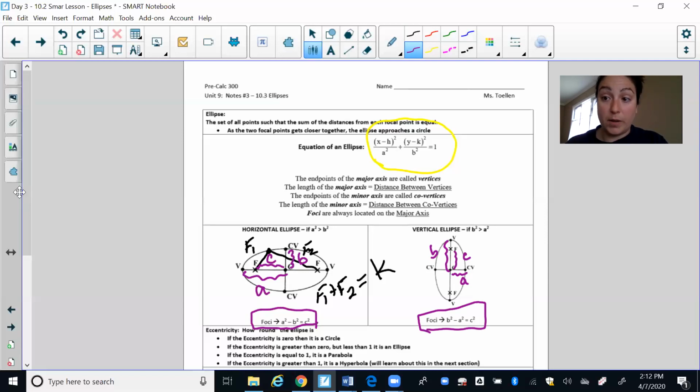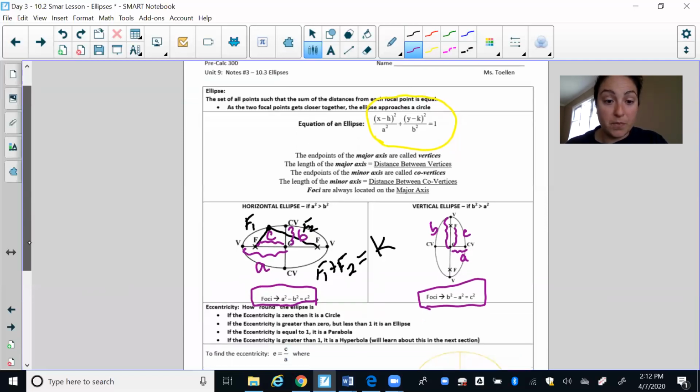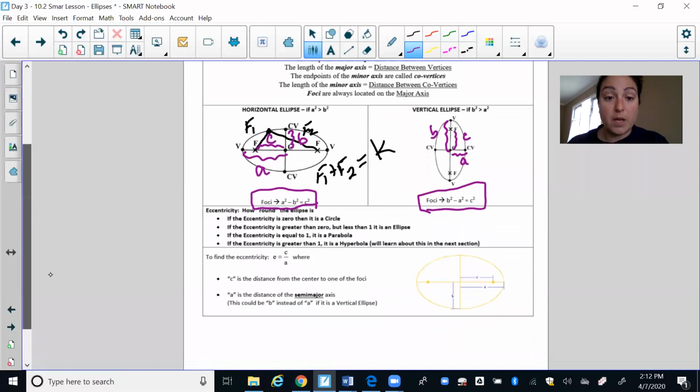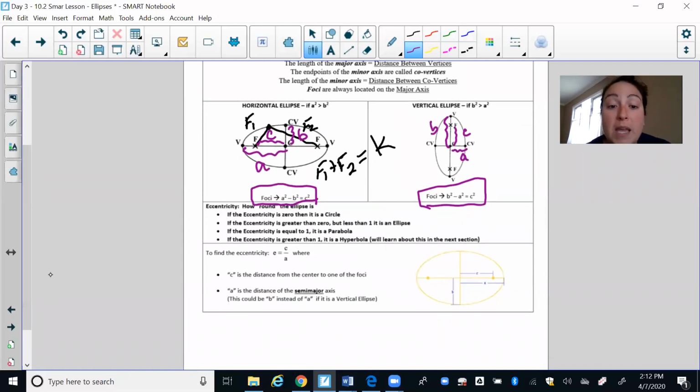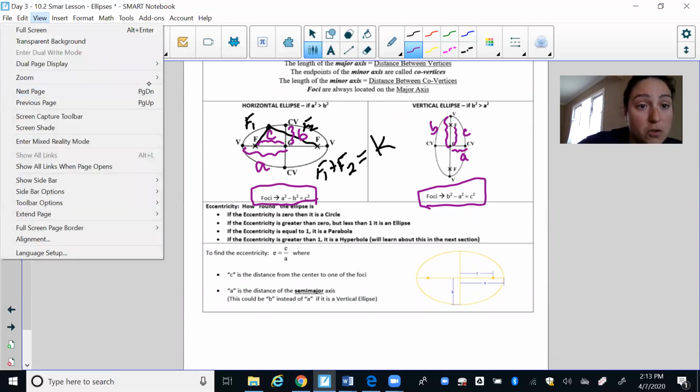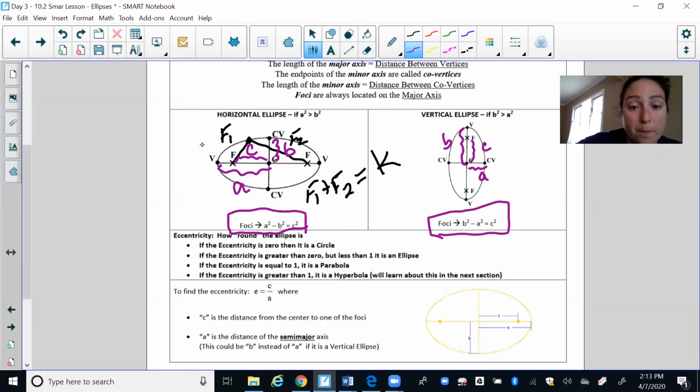One more little piece of vocab and then we'll get to graphing. Eccentricity. The eccentricity is how round the ellipse is. If the eccentricity is 0, then it's a circle. If the eccentricity is greater than 0 but less than 1, it's an ellipse.